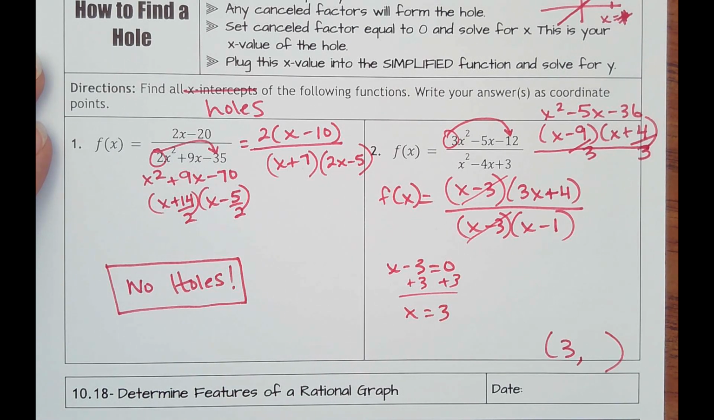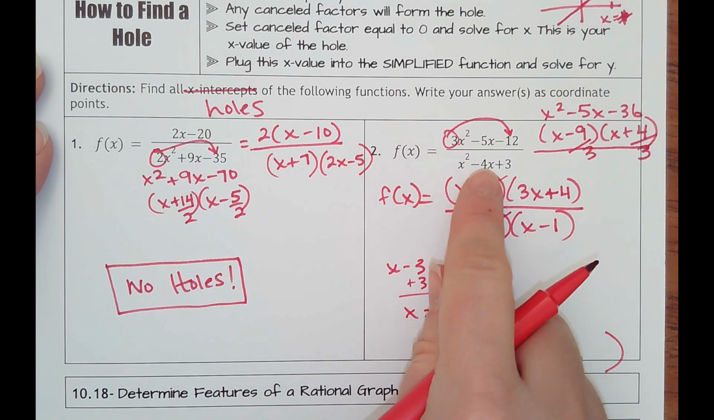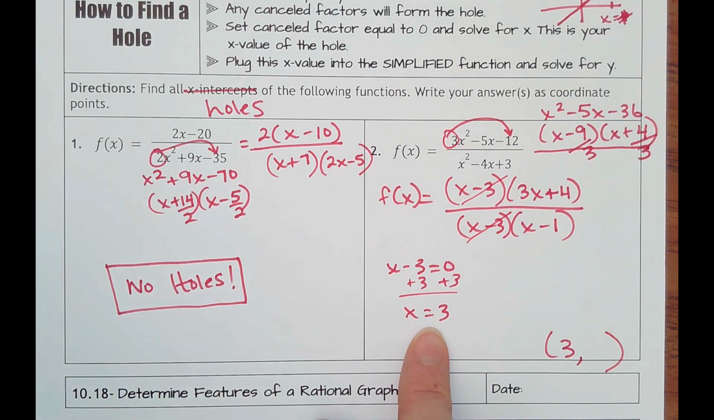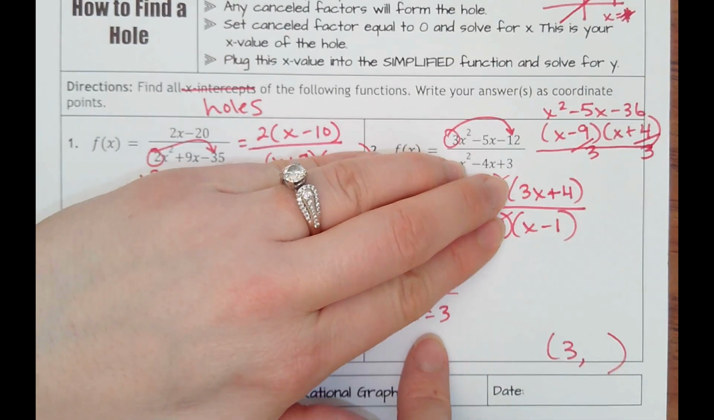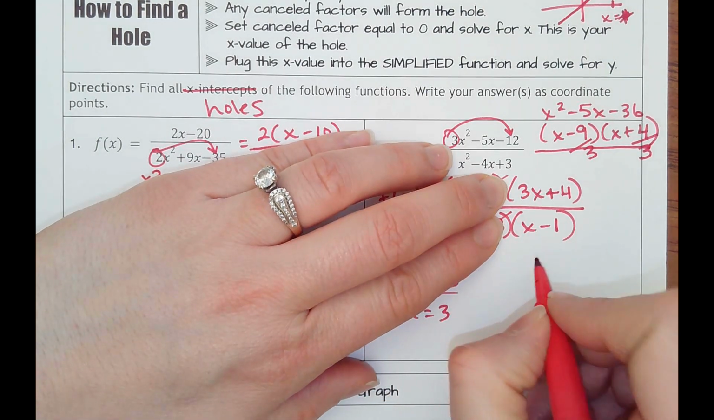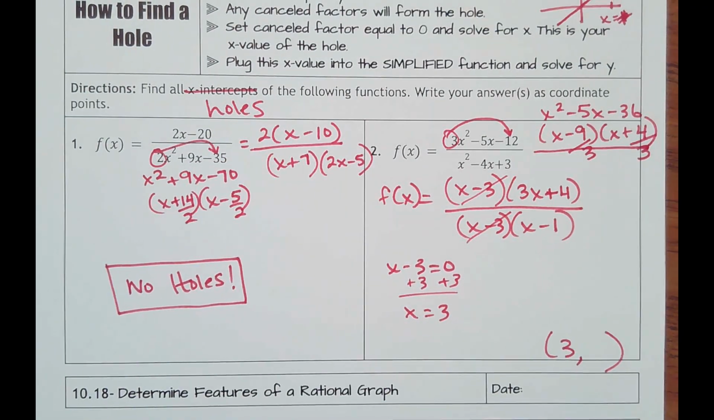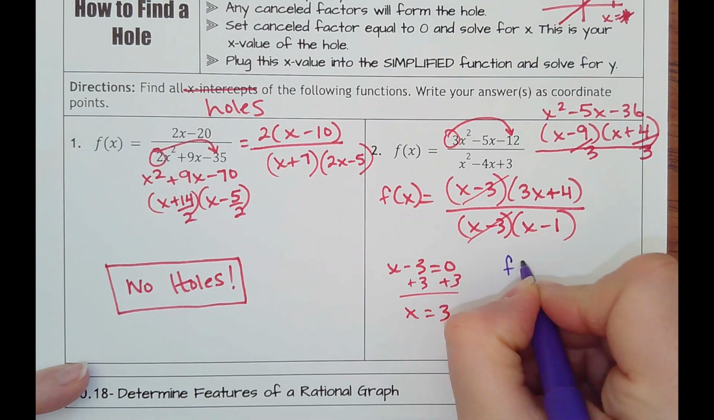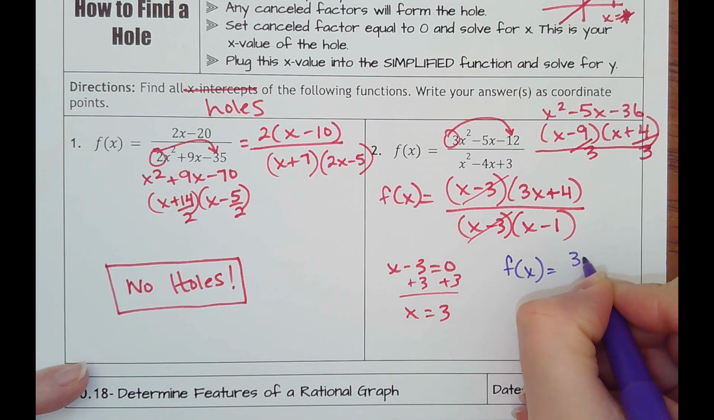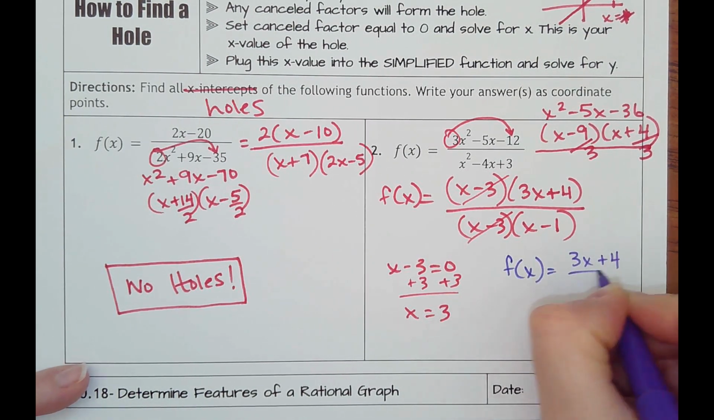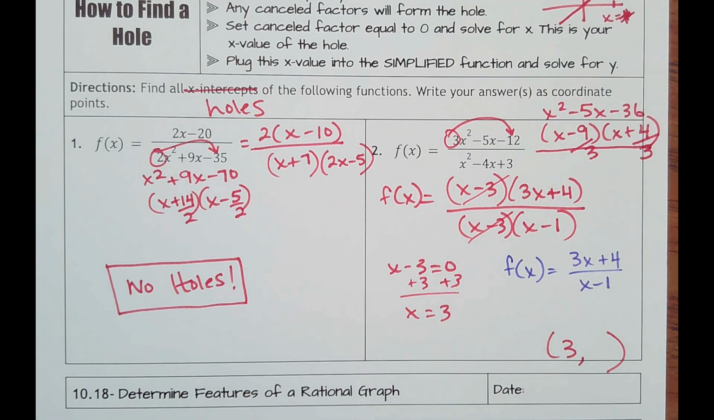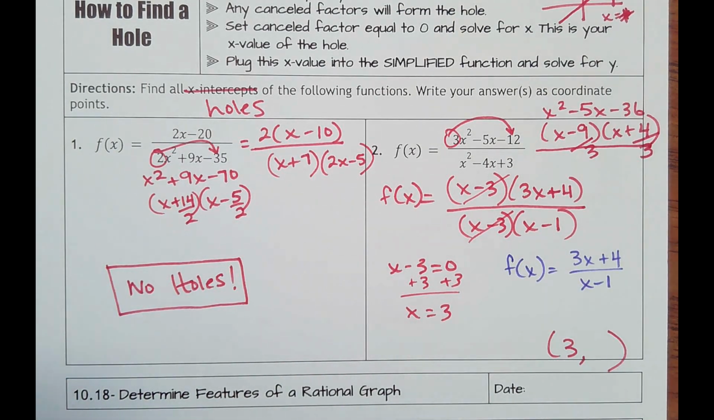Then what you do is plug 3 back in. You can't plug it into the original because it makes it 0, but you need to plug it back into the simplified function, which is this. Let me switch colors. So with that hole gone, we have the function 3x plus 4 over x minus 1. I'm going to plug in 3.